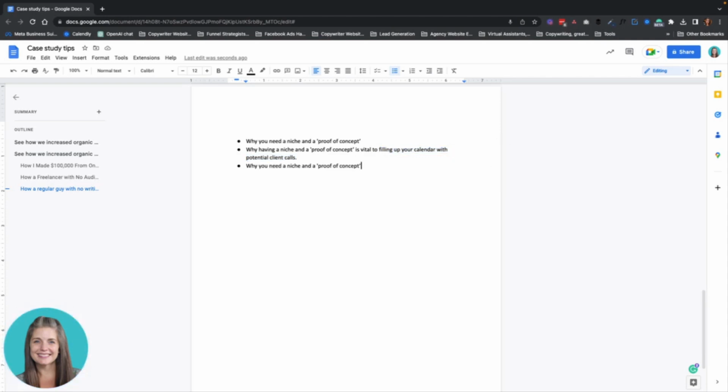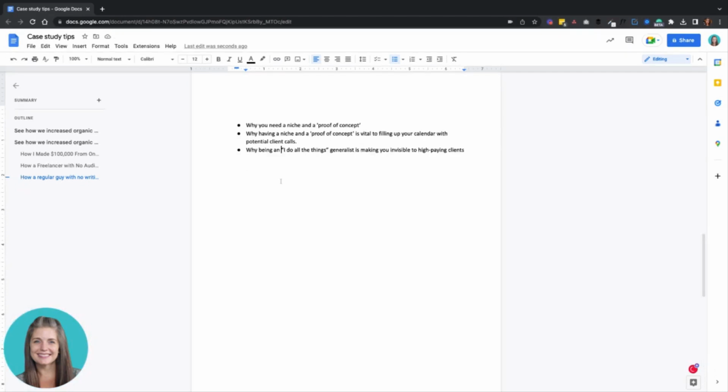The second way I see that we could rewrite this teaser bullet is by flipping it. Instead of focusing on the outcome, let's consider focusing it on the problem. So I might write something like, why being an I-do-all-the-things generalist is making you invisible to high-paying clients. So what I've done here is I've given the reader a reference point, because if I'm a new consultant and I don't really understand why having a niche is important, then I probably don't have a niche. So I'm probably a generalist.